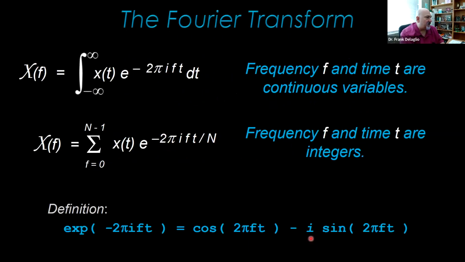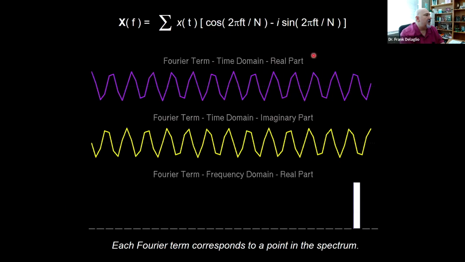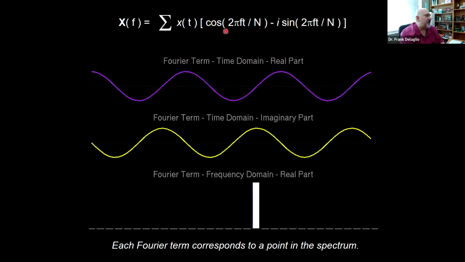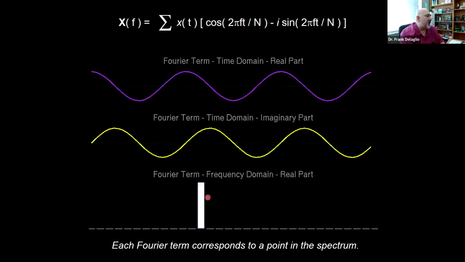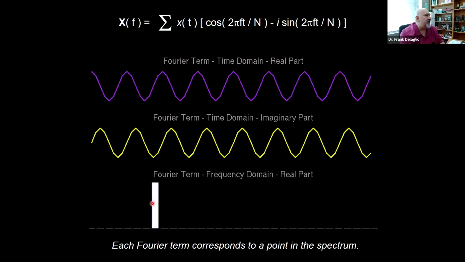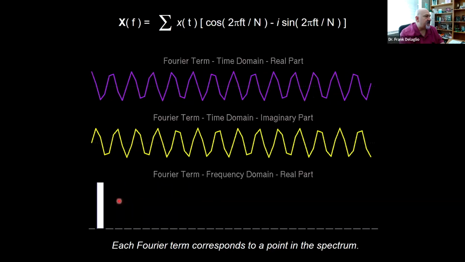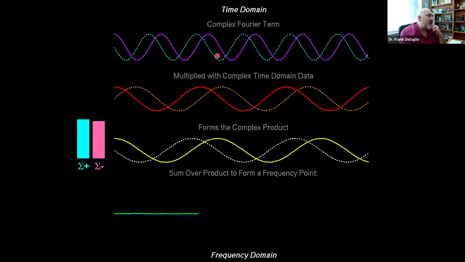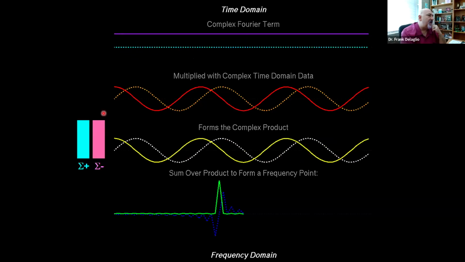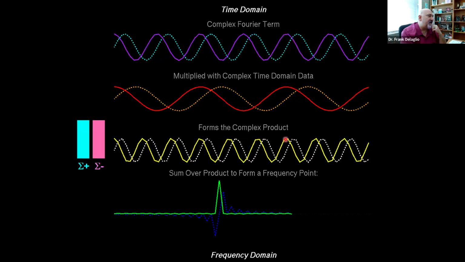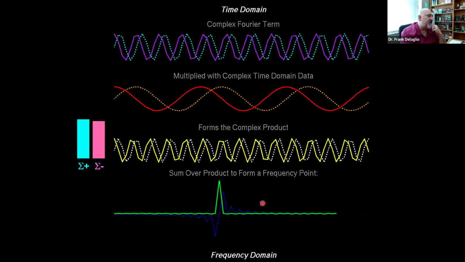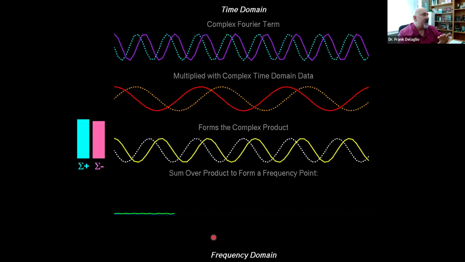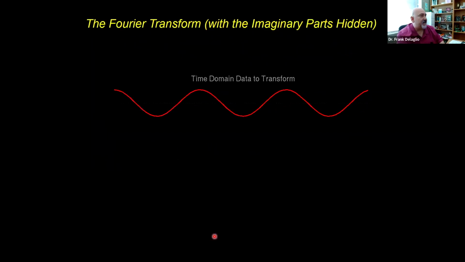So how does all this work? Well, it means that every Fourier term in the transform corresponds to one particular frequency position in the corresponding spectrum. Let's look at the actual mechanism of the Fourier transform. We'll step through our different Fourier terms and multiply them with our time domain data, and that will form a product, and then we'll sum over all the points in the product. All of this happens with real and imaginary data, but for clarity, I'm only going to draw the real parts of the Fourier transform.